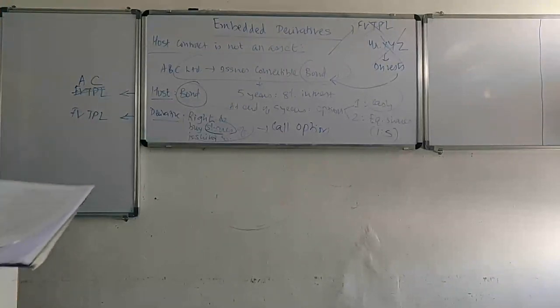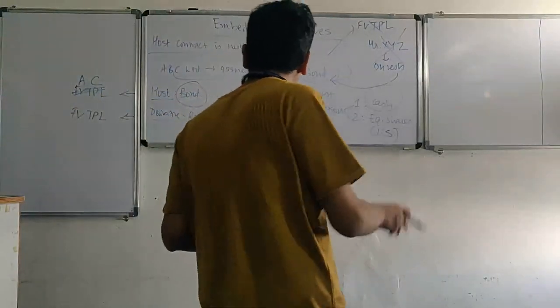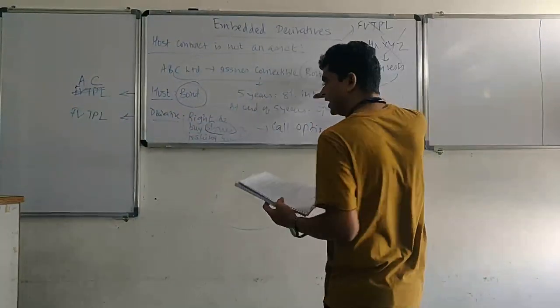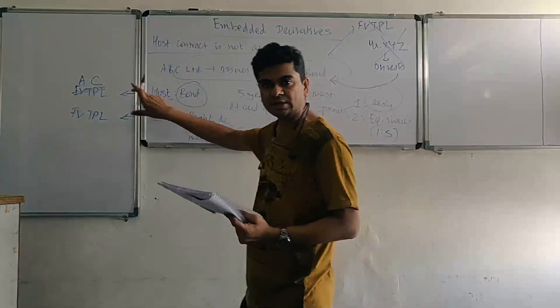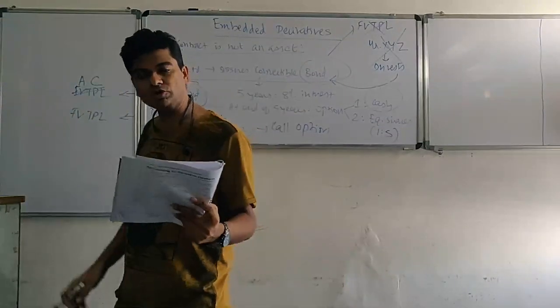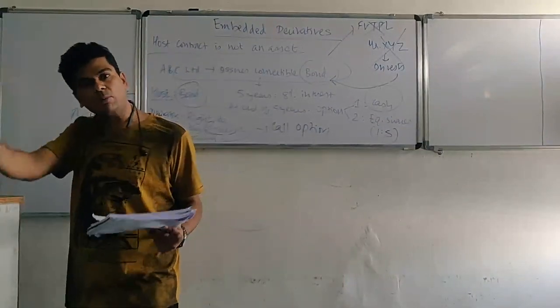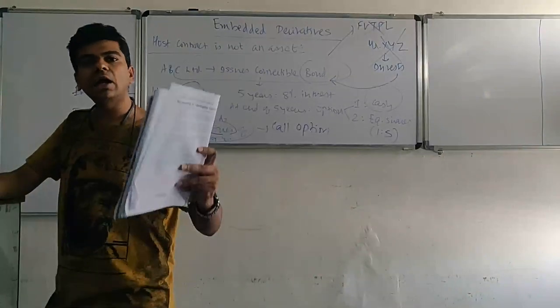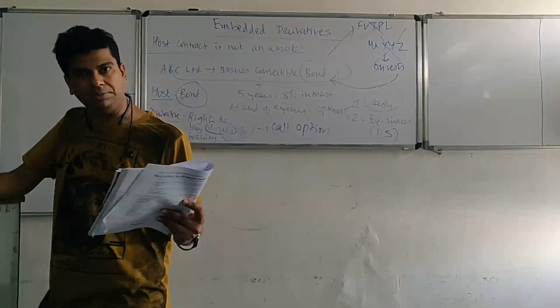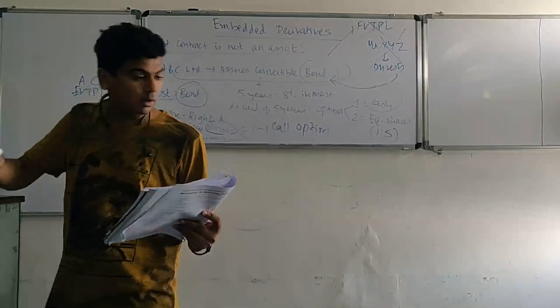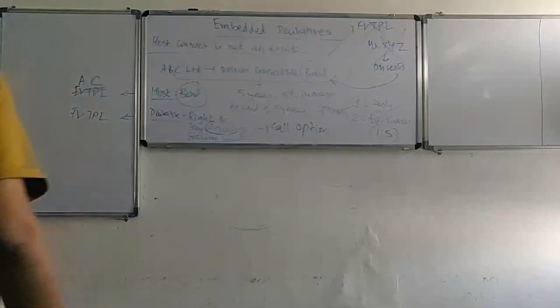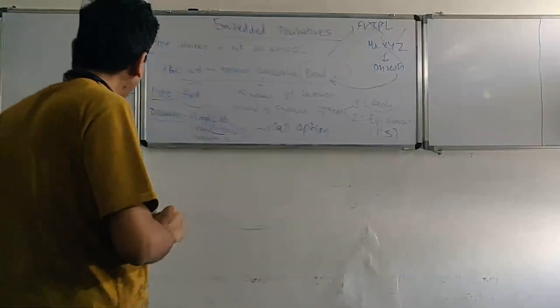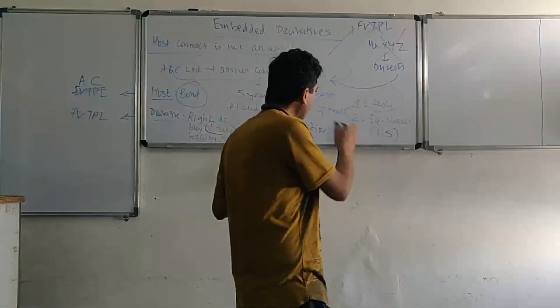Since we are saying in case 2 that it should not be an asset, so it's a liability. And if it's a liability, then the only other choice that is left is amortized cost. So host contract I'll account as amortized cost and derivative I'll account as FVTPL. Let me make a slight change over here and suggest to you something in this way.